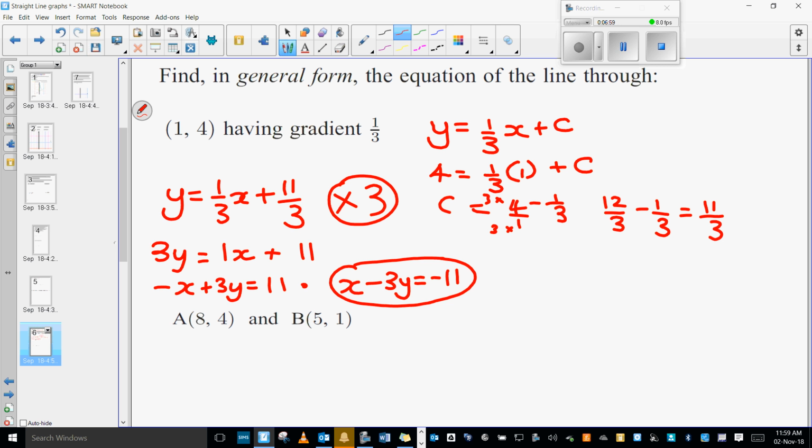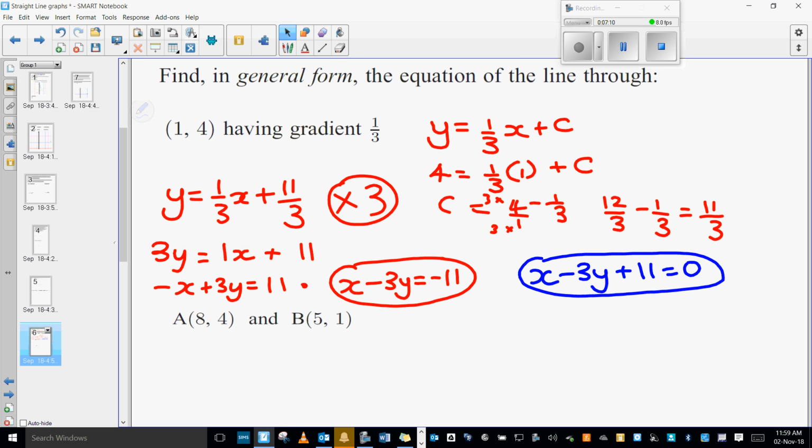Obviously, if it was in that other format where everything's on the same side, I would have x subtract 3y plus 11 equals 0. So that would be the other format. It really is just double checking which one they've asked for and trying to make the first term positive. We're unlikely to leave the first term as negative.